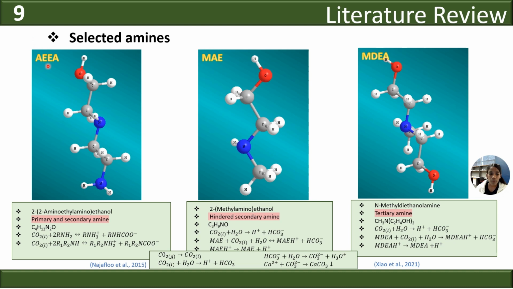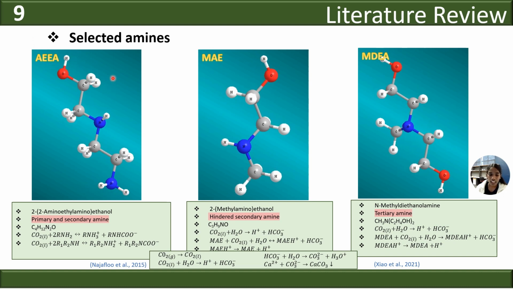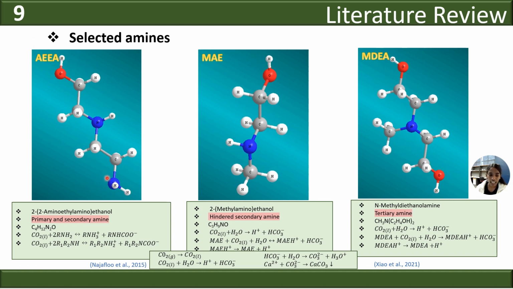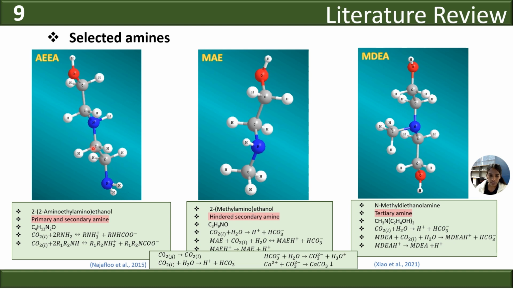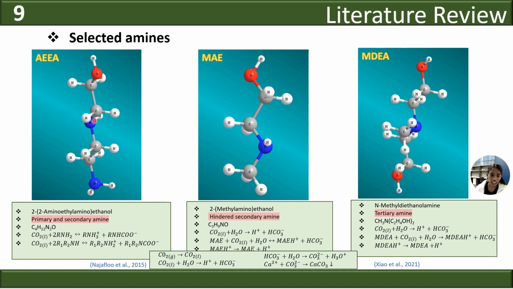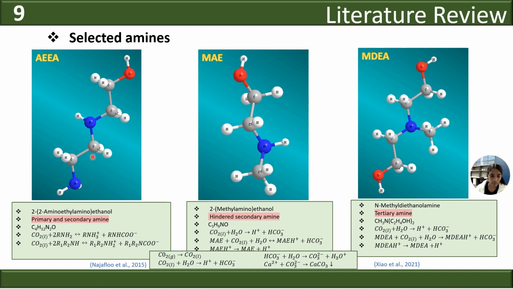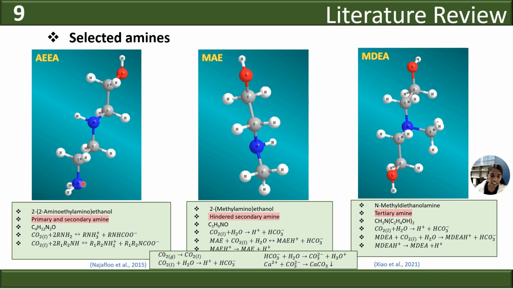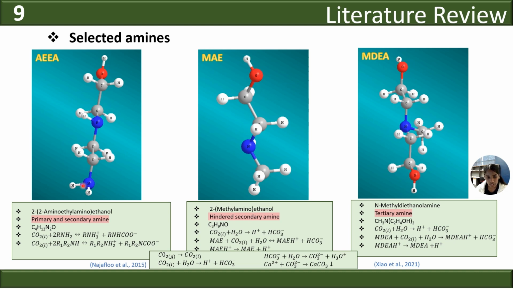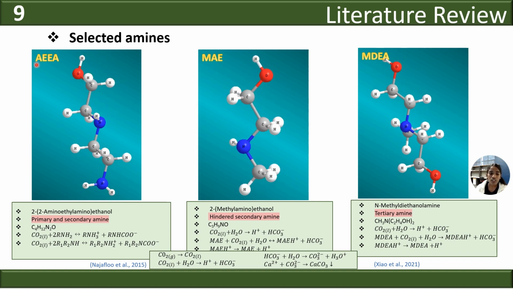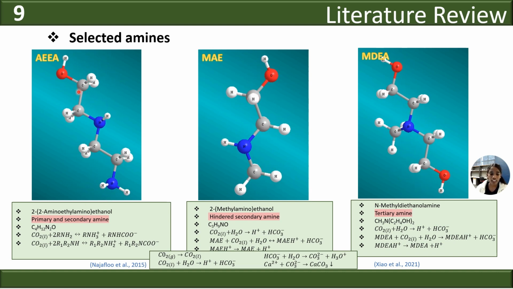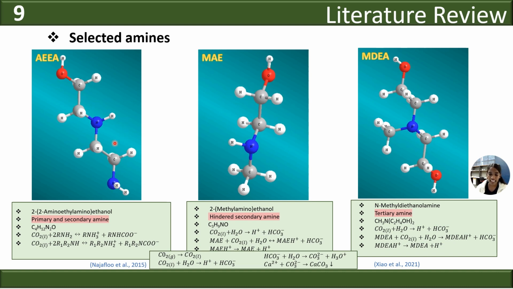First one is amino-ethyl ethanol amine. This has both primary and secondary amine. Here you can see this nitrogen atom is attached to two carbon atoms, so this is secondary amine. And this nitrogen atom is attached to one carbon atom, so this is primary amine. So this amino-ethyl ethanol amine has both primary and secondary amine.